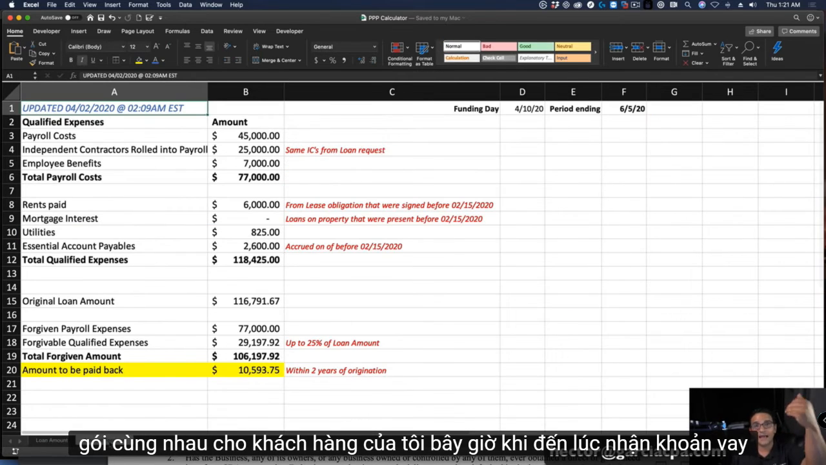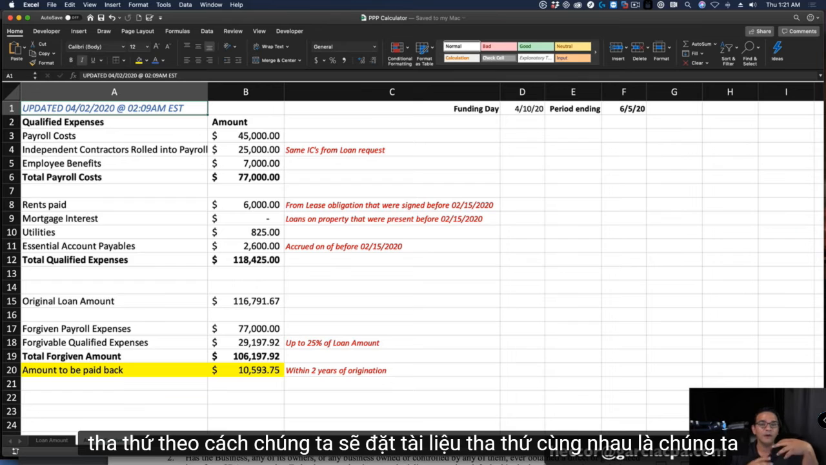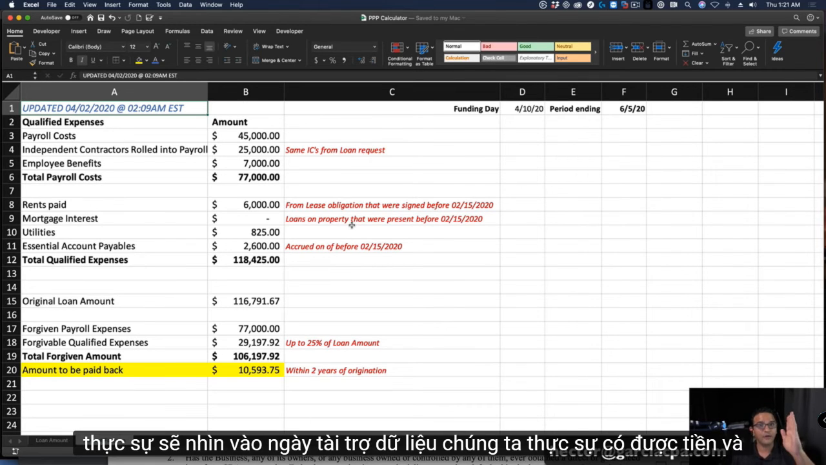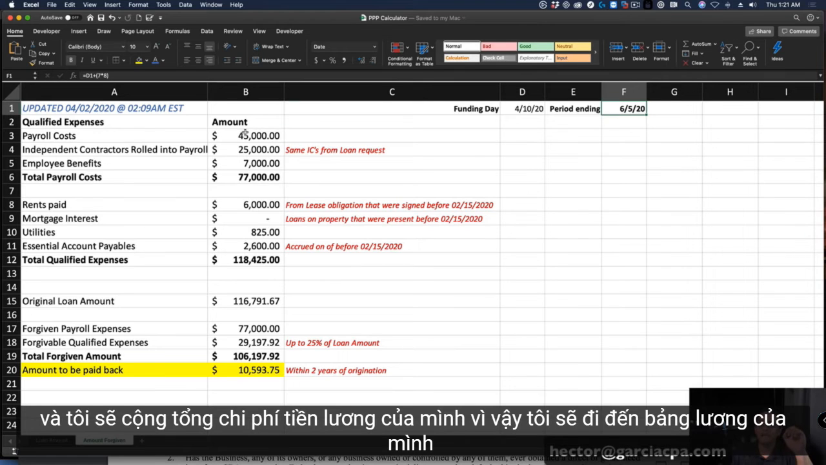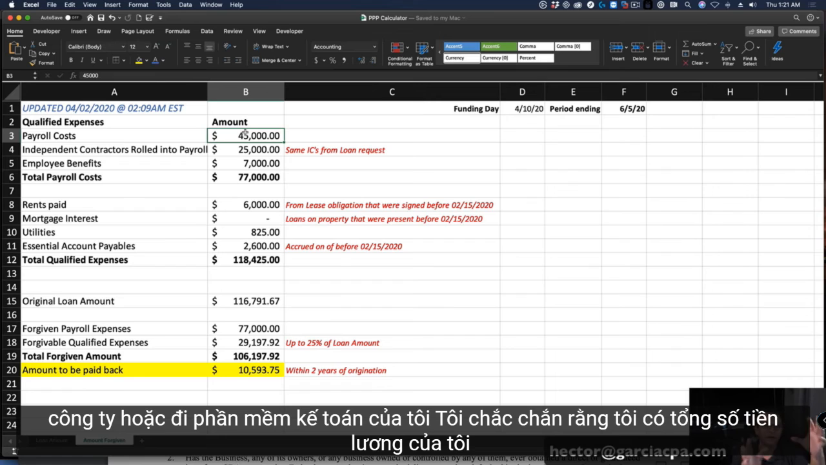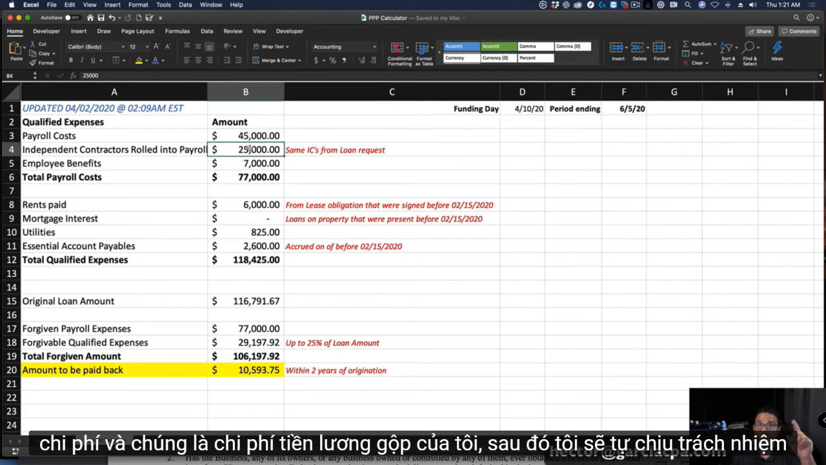Now, when it's time to get the loan forgiven, the way we're going to put the forgiveness document together is we're actually going to look at the funding day, the day that we actually got the money, and then 8 weeks later. All the spreadsheet is pre-set up for this, and I'm going to add up my total payroll cost. So I'm going to go through my payroll company or go in my accounting software and make sure that I have my total payroll cost in there, my gross payroll cost.